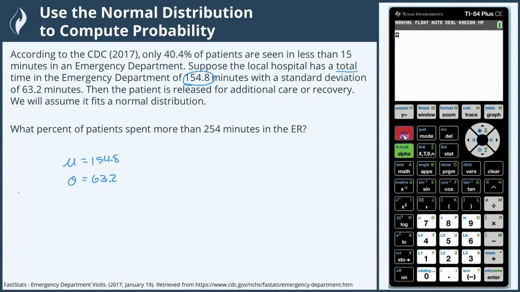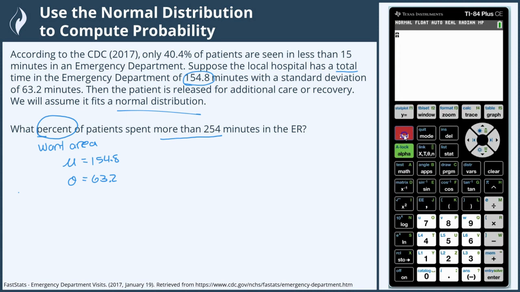Then the patient is released for additional care or recovery. We will assume it fits a normal distribution, which obviously has to be, otherwise I can't use these methods. What percent of patients spent more than 254 minutes in the ER? Okay, they're asking for a percent, which means it's like probability. That means when we're dealing with normal distribution situations, we want area. Anytime we want percentage or probability, we want area, same thing.